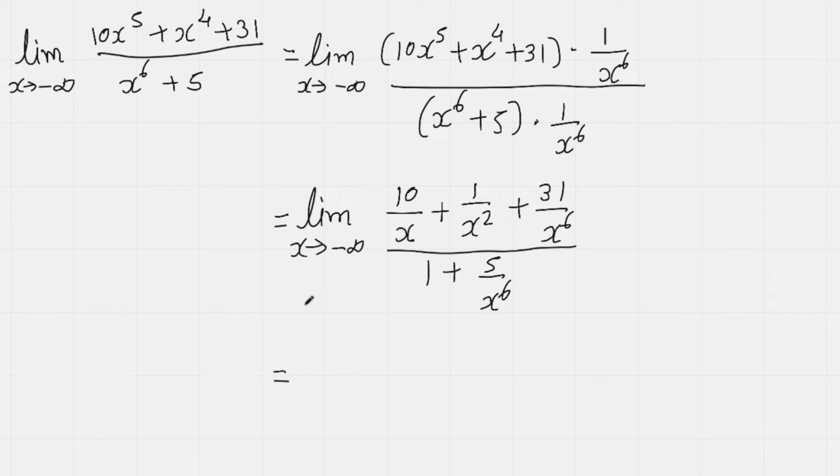Now let us plug in the limit as x approaches negative infinity. So 10 over negative infinity will be 0, plus 1 over negative infinity squared will also be 0, plus 31 over negative infinity raised to 6 will also be 0. In the bottom we will get 1 plus 0. So this is 0 over 1, which gives us 0. So whenever we have a bottom heavy function, the limit will be 0. It doesn't matter whether the variable x approaches infinity or negative infinity.